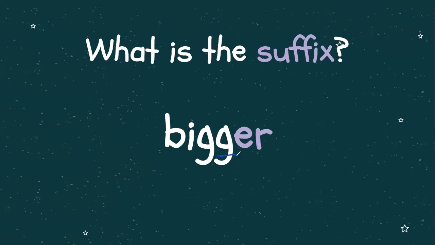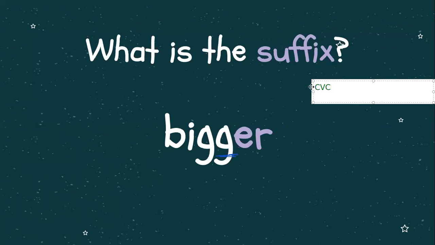When do we do that? You have to remember a simple rule for that, which is the CVC rule. Whenever a word has a CVC formation, you double the last alphabet before adding the suffix. What does that mean? CVC means consonant, vowel, consonant.